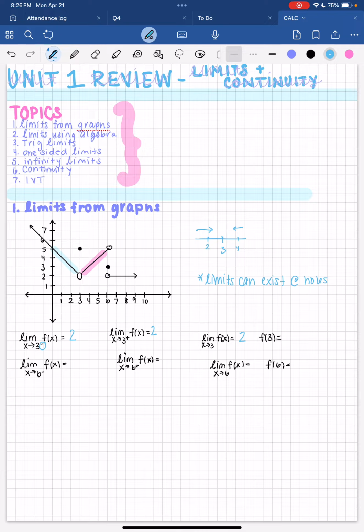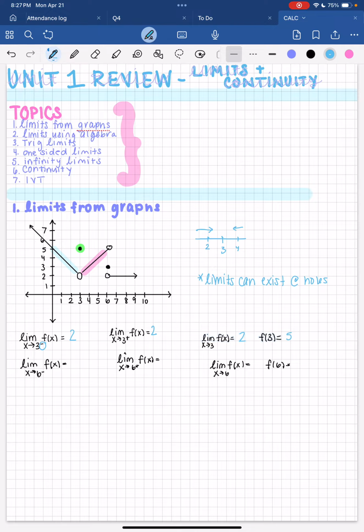And last but not least, we want to find f of 3. So f of 3 is saying when x is equal to 3, what is y? If you come over here and look at the graph, it's this point right here. So when x is 3, we are filled in right here, and that's going to be equal to 5.